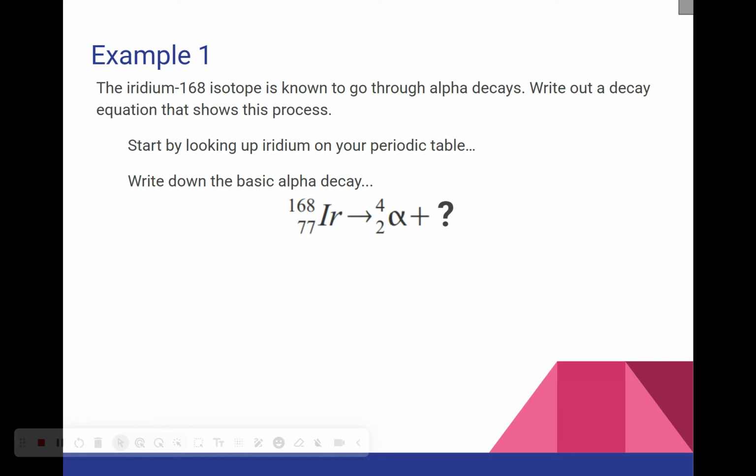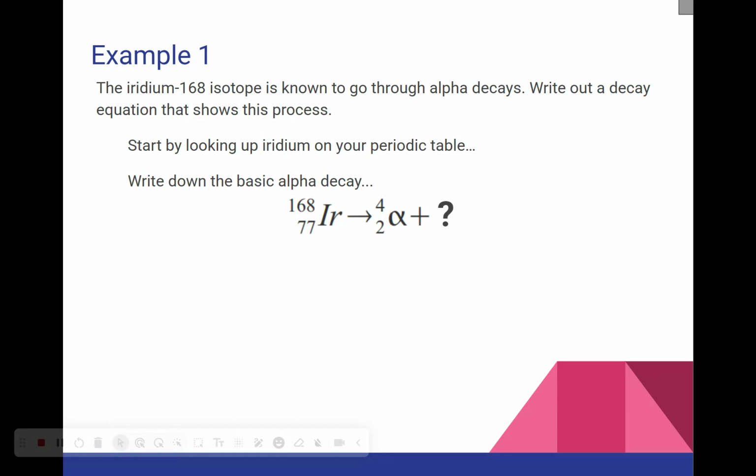Notice the way that I'm writing this out. It does look like a chemical reaction, but we're not doing anything to the iridium-168 on the left-hand side. It goes through this alpha decay spontaneously on its own. So it's the only thing written on the left, and then the arrow is showing that, like a chemical reaction, we're about to show you what the products are. One of them is the alpha particle, and notice it's got the Z and A values 2 and 4, because that correctly describes what alpha is, 2 protons and 2 neutrons.